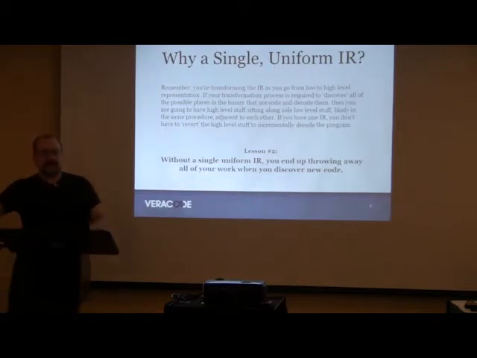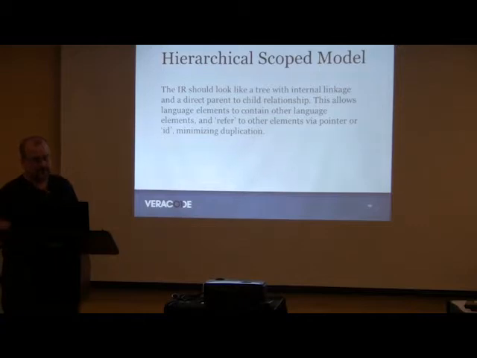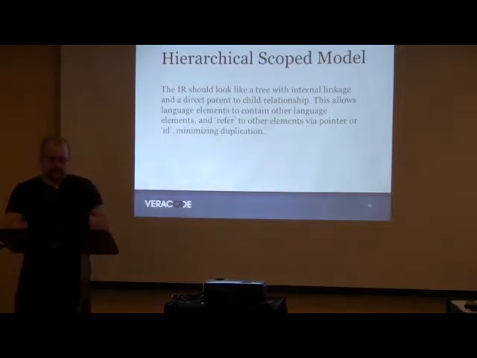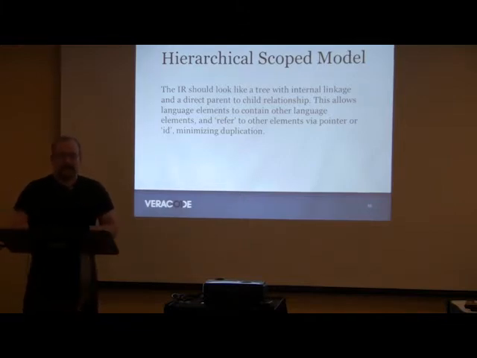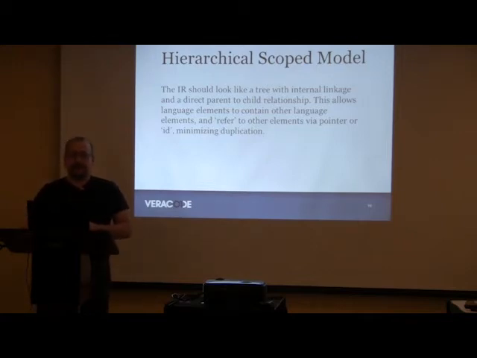This means that the entire transformation pipeline, if you do it maybe 300 times because of the depth of a call stack in a really complex program, you're going to end up regenerating those decompilations 300 times more than necessary if you don't use a single uniform intermediate representation. So the IR itself should look like a tree with internal linkage, and it should be a direct parent-to-child relationship. This allows language elements to contain other language elements and refer to elements via pointer or ID, minimizing duplication.